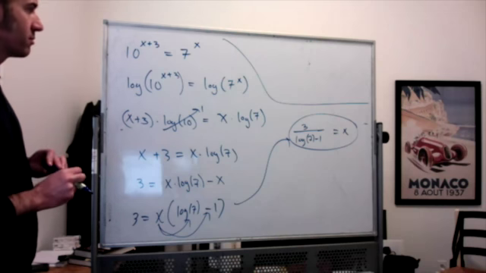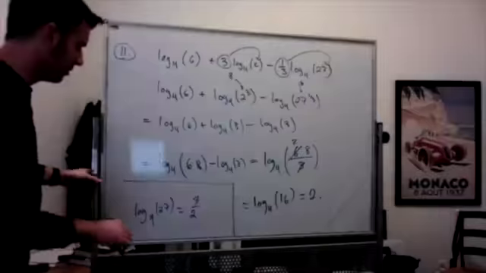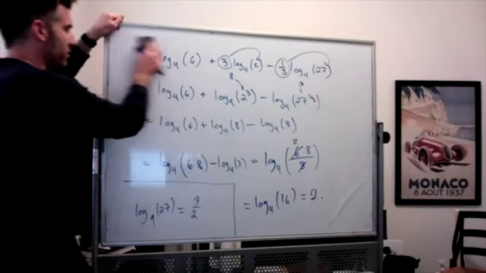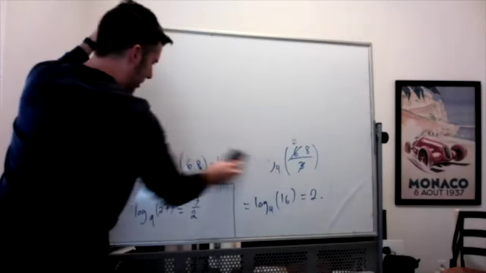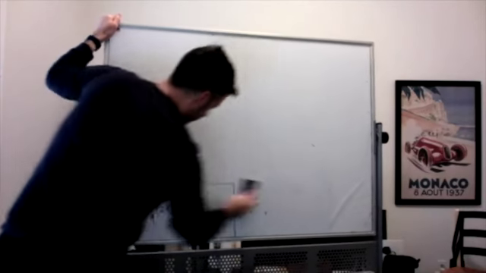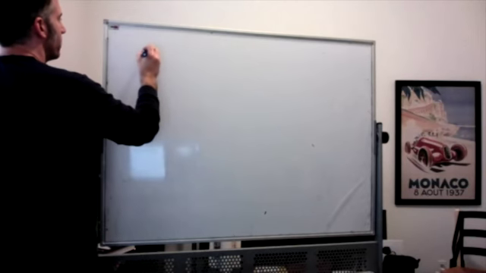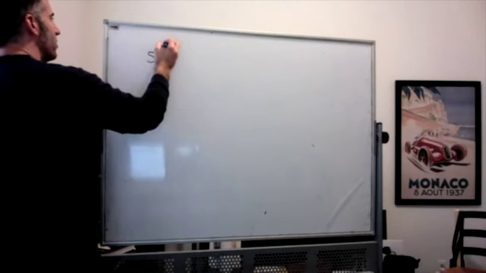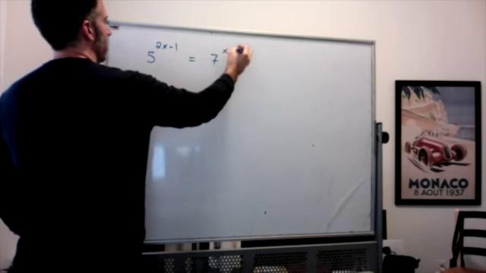Okay, thank you. Let's do another one of these, because I feel like I could probably ask you one where both of the bases are not 10. So let's say we had something like 5 to the 2x minus 1 equal to 7 to the x plus 6.